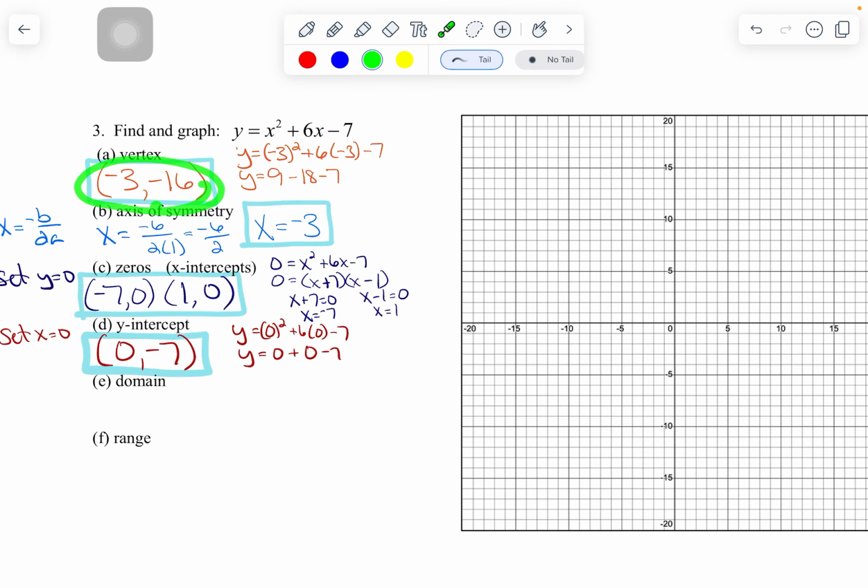So for my vertex here, negative 3, negative 16, I'm going to start off at the origin, move to the left 3 spaces, and then drop way down to negative 16. And that's going to be where my vertex is. And then for my zeros, I have one x-intercept at negative 7 on my x-axis. My other one's at positive 1. I have a y-intercept of negative 7. So let's see, 5, 6, 7.